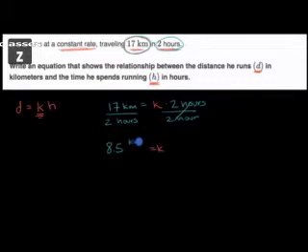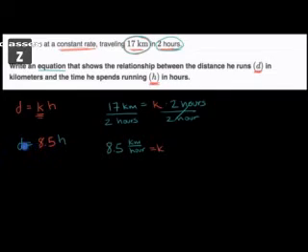which is 8.5 kilometers per hour. And so if we go back to the original question, which asks us to write an equation that shows the relationship between d and h, we can say that d is equal to, we now know our proportionality constant, it is 8.5 times h. And we're done.